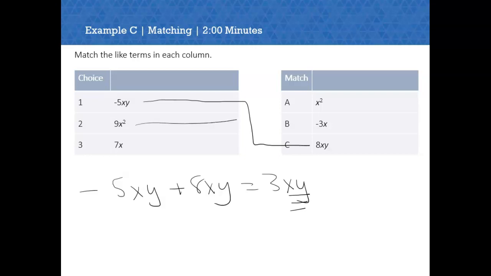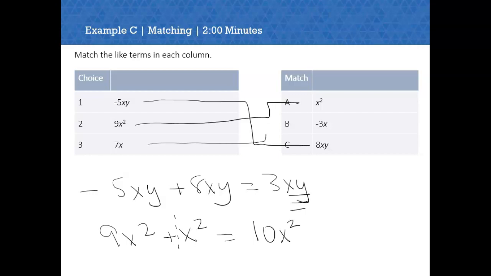So 9x squared goes with x squared. So 9x squared, that's a positive x squared. 9x squared plus x squared. There's an understood 1 out here. We don't write that in math. We wouldn't write 1x squared. X squared means 1x squared. So this is 10x squared.